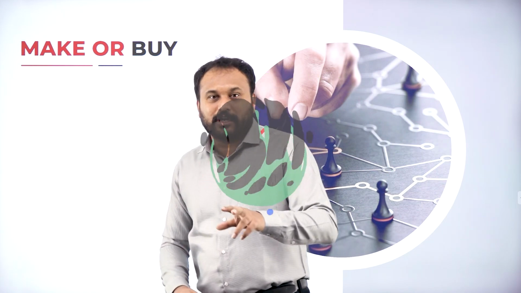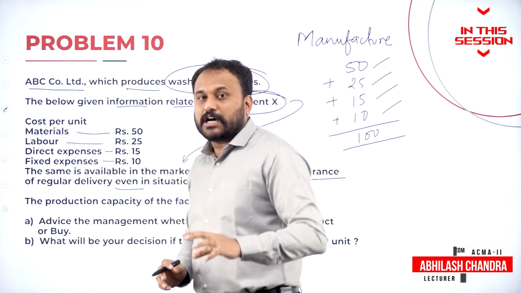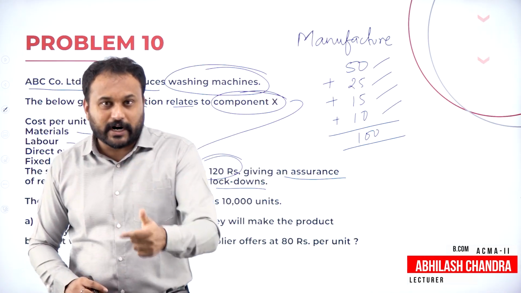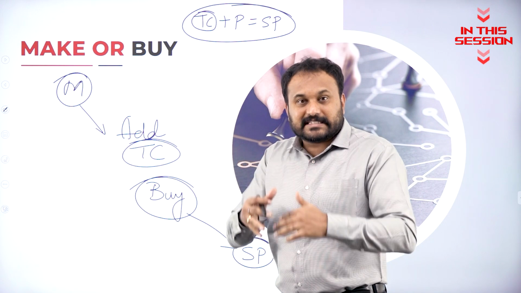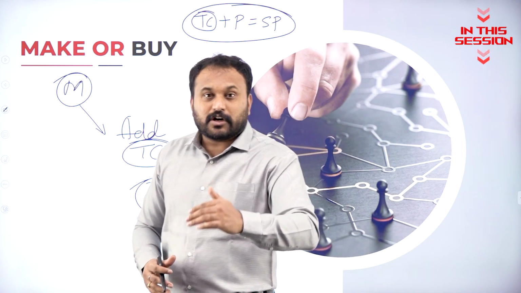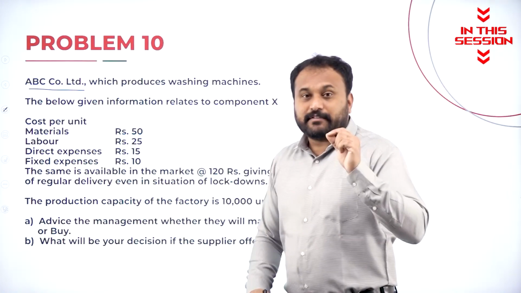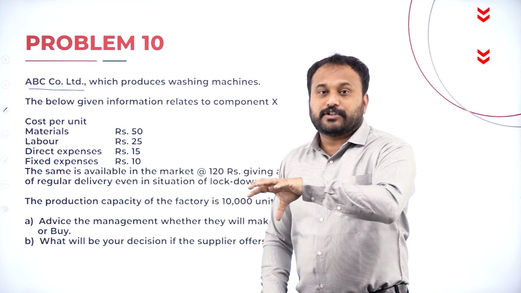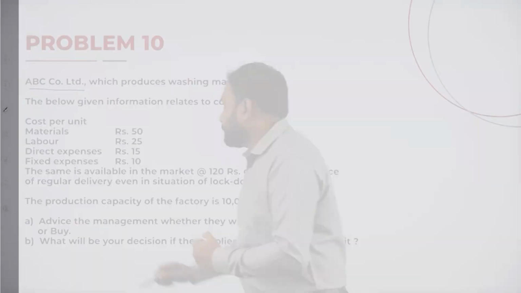So here we have two alternatives. That is, I'll make the product or I'll buy the product. Whenever you calculate how much the cost is incurred to manufacture a product, please don't add fixed cost. If total cost is lesser than the selling price, then I'll make the product. If total cost is more than the selling price, I will buy the product. So whenever you go with the theoretical aspect, you should actually write ABC Company Limited. That's the reason they will give you the question.